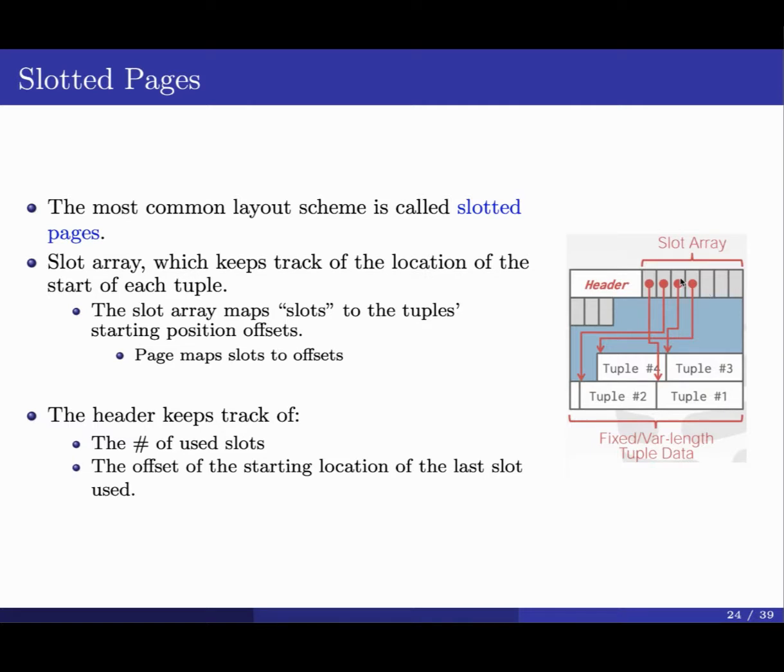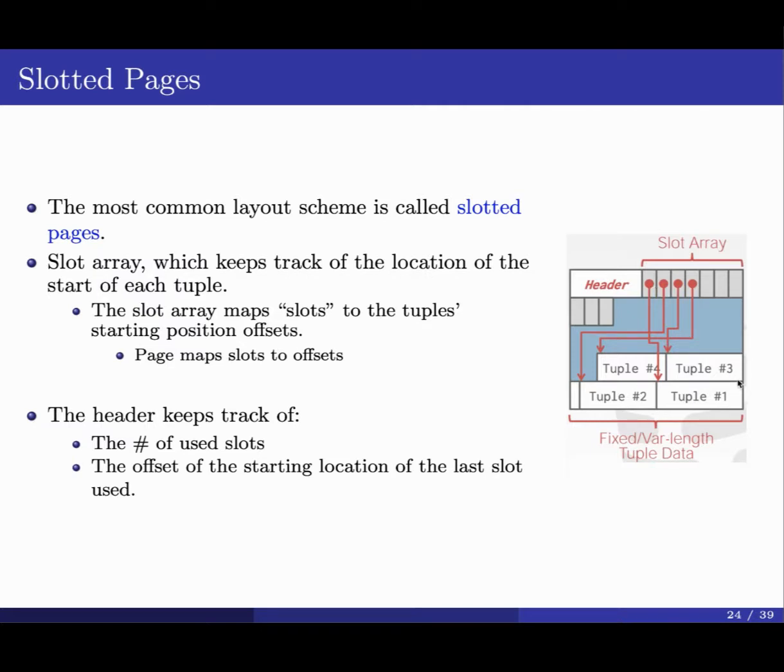Then the data block is divided into two parts. The first part, at the top, has what's called the slot array. It looks like an array, and the array has pointers to the specific tuples inside the data. The slot array keeps track of the location of the start of each tuple.